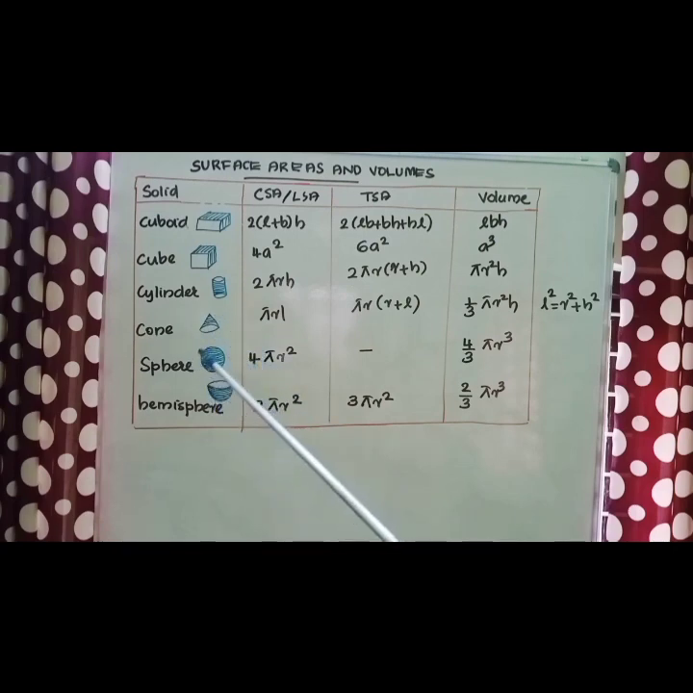Then sphere is like a ball, for example. Then hemisphere is half of the sphere. For example, we can say the half portion of a lemon is in the shape of a hemisphere, or the bowls we are using, that all are in the shape of hemisphere.